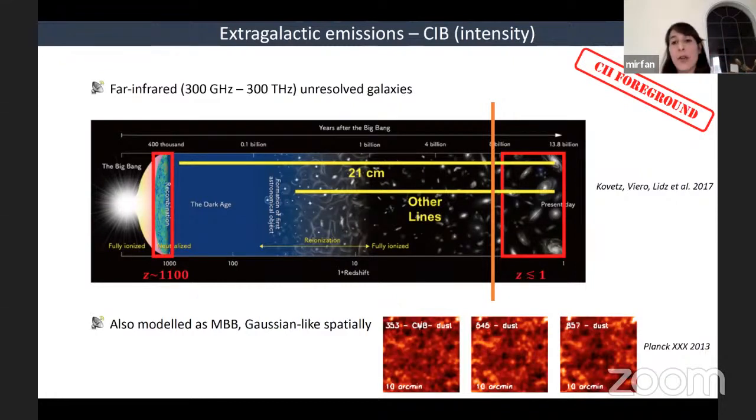For those of you who are particularly eagle-eyed, when I put up the plot a couple of slides ago talking about foregrounds, I wanted to talk about thermal dust. Thermal dust was by no means one of the biggest ones up there. You also have the cosmic infrared background. It's going to be something that they need to take into account. It can be modeled as a modified black body. It is very Gaussian, if you're just looking at it by eye.